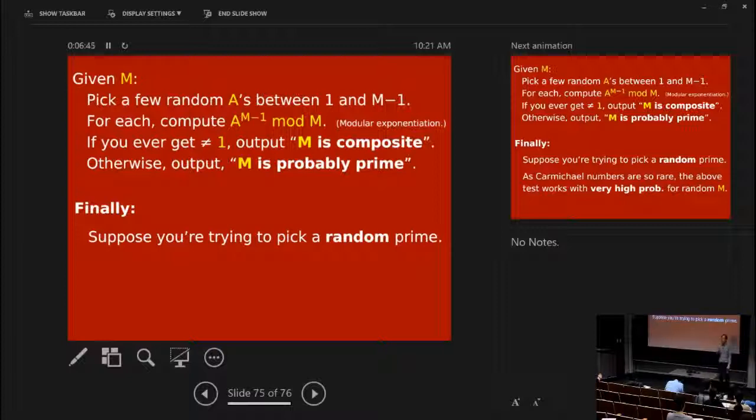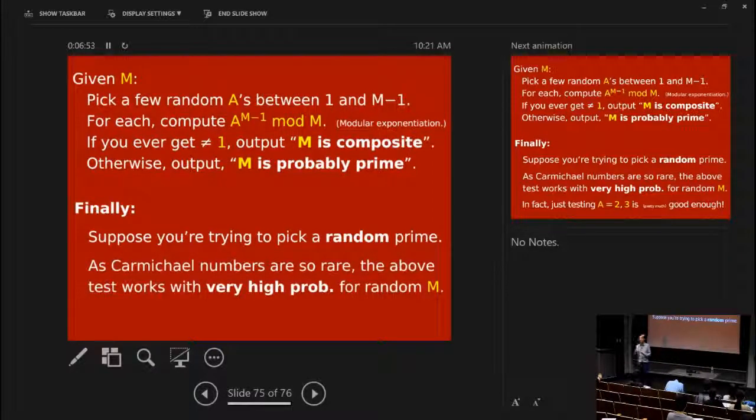Sometimes in life, you don't want to just check primality. You want to generate a random prime number, especially if you're doing cryptography. This is a very common step: generate a random prime number. And how do you do it? You pick a random number, check if it's prime. Pick a random number, check if it's prime. And you keep going until you find one that you think is prime.